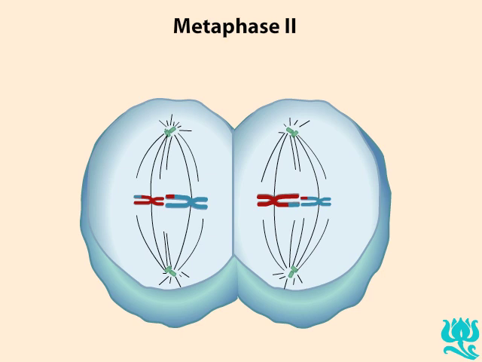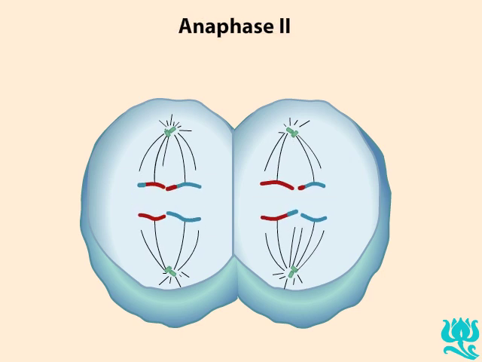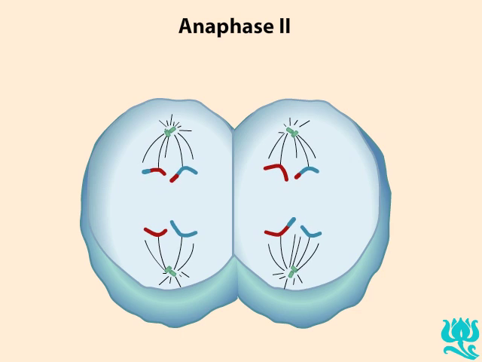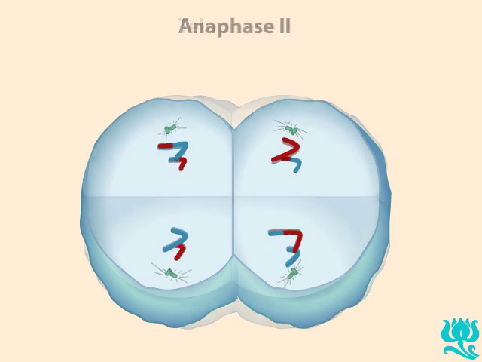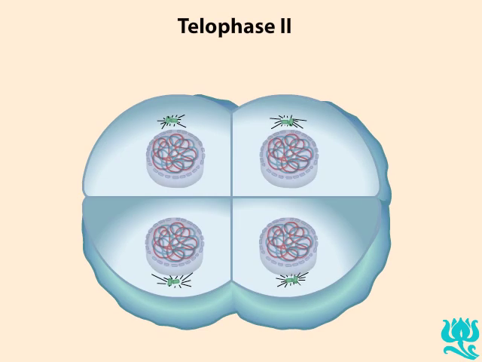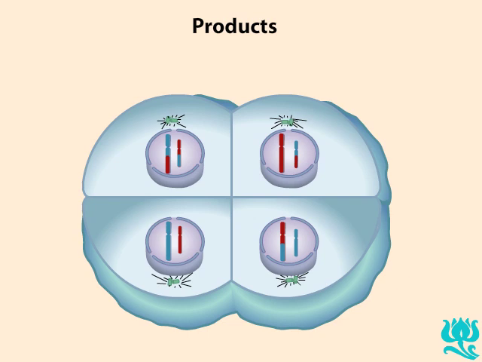Microtubules from opposite poles attach to each sister chromatid of a chromosome. During anaphase II, the centromeres divide, and both chromatids become independent chromosomes and move to opposite poles of the cell. During telophase II, chromosomes again decondense and nuclear membranes reform. Depending on the species, cytokinesis may occur.